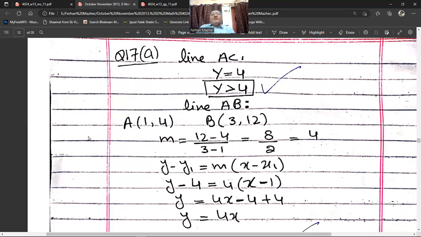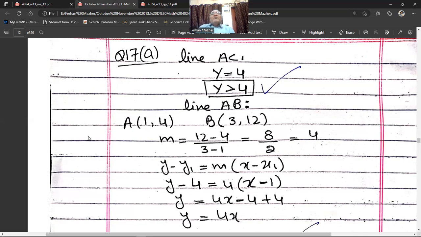So first of all I will find out the slope of this line AB. The formula is y2 minus y1 divided by x2 minus x1. So it will be 12 minus 4 divided by 3 minus 1. So that will be 8 by 2, and that will be 4. So now you know the value of the m. Now you can find out the equation.